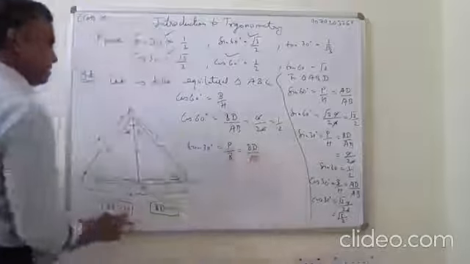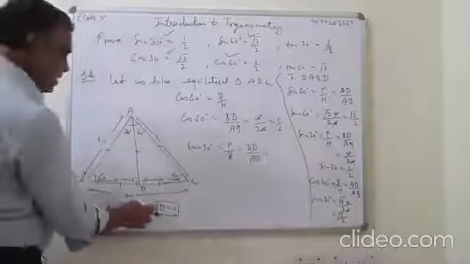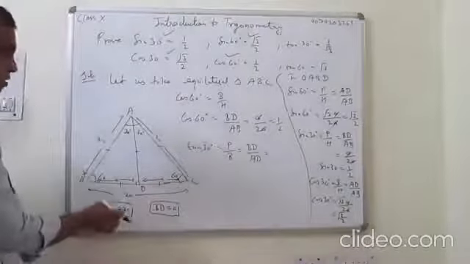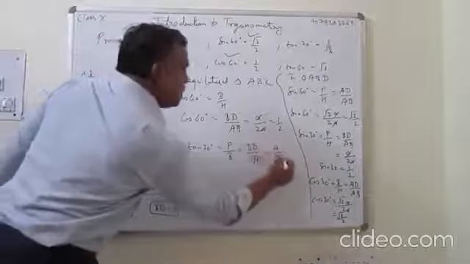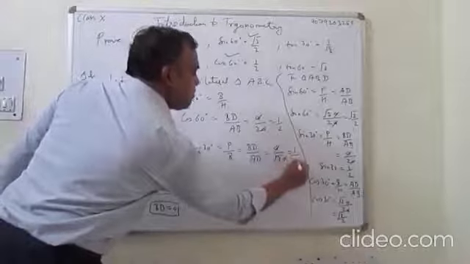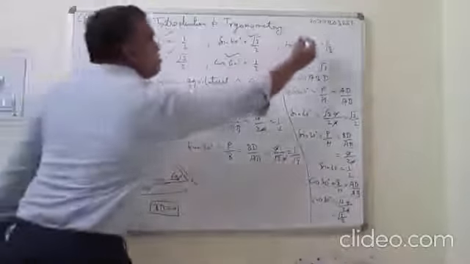What is BD? BD is A, and AD is root 3A. The A cancels out, and this is 1 upon root 3. This is also what I proved.